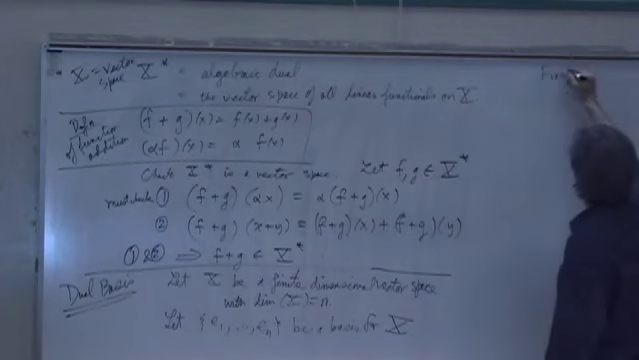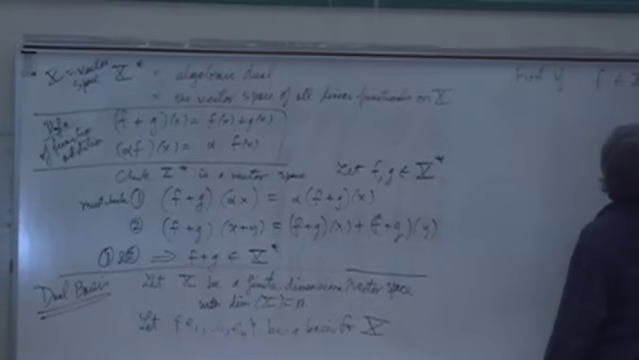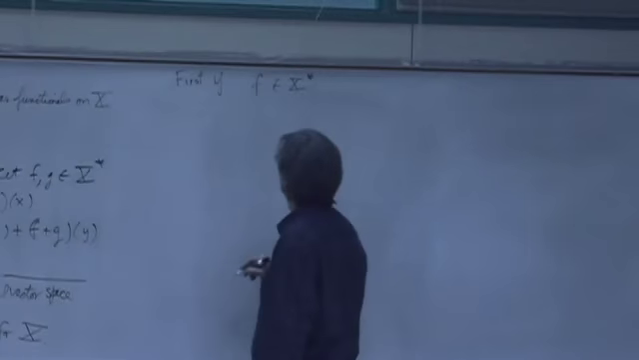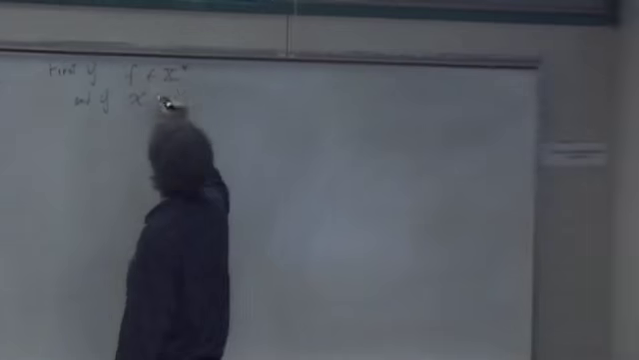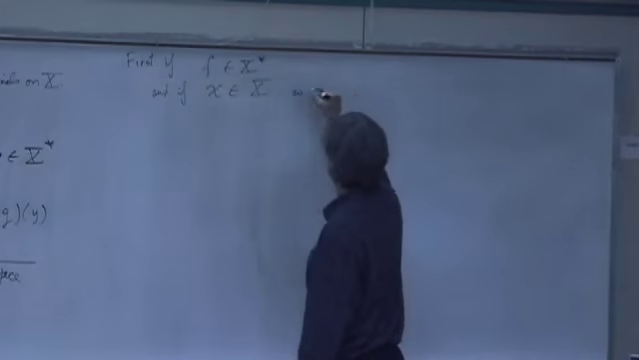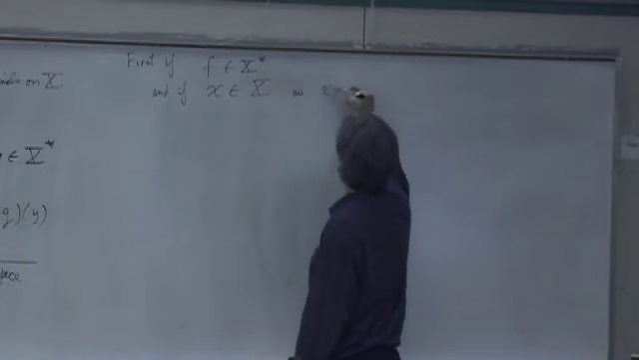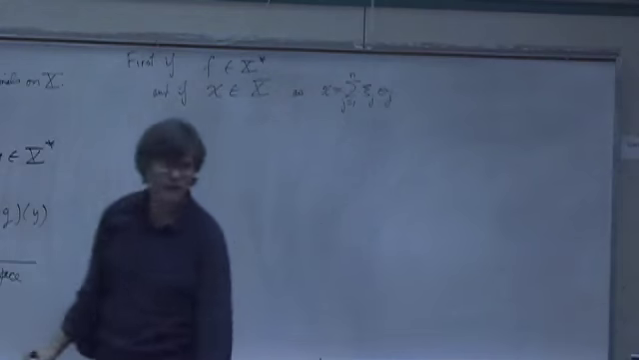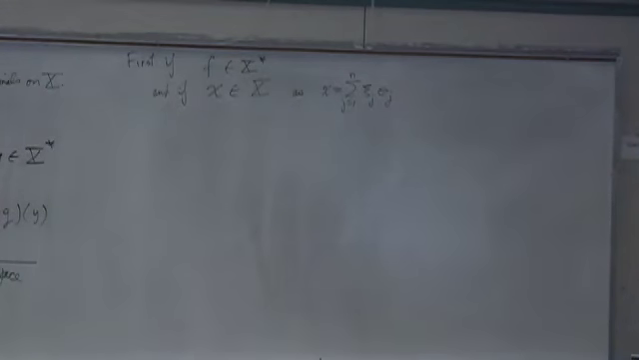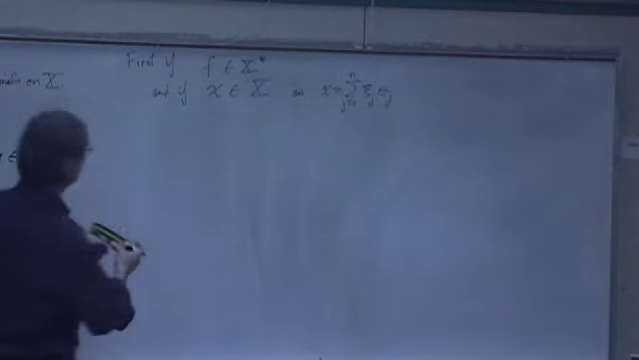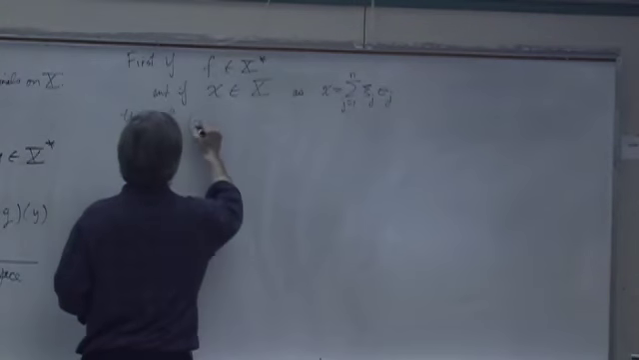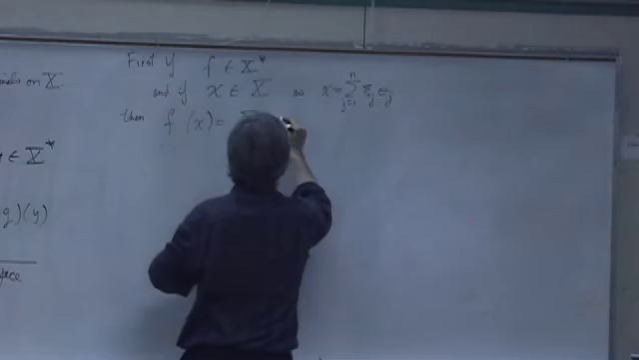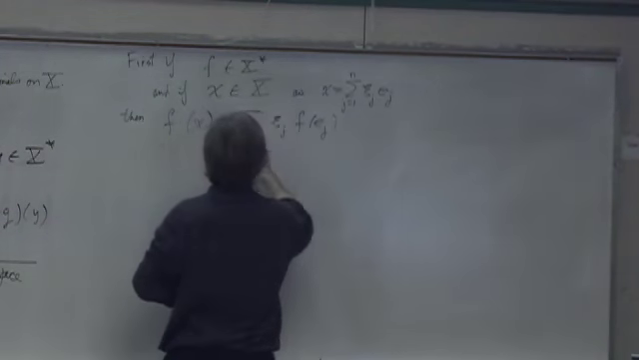First, if f is in X star, so we have any linear functional on X, and if I represent little x in capital X, my original vector space, in terms of coordinates in this basis as x equals summation Cj Ej, j goes from 1 to n, so again C1 through Cn is the standard coordinate representation of x, then I can always write f of x, by the fact that it is a linear functional, as summation Cj f of Ej.